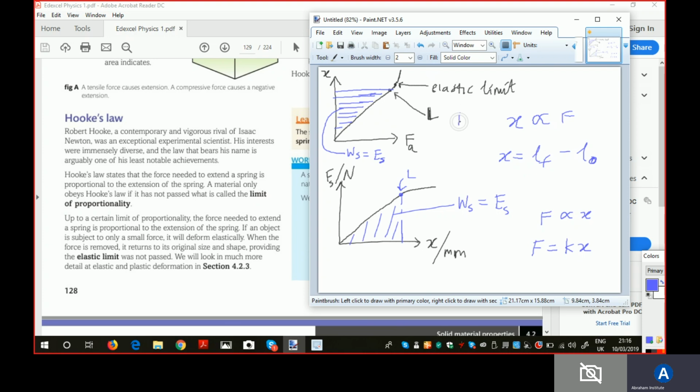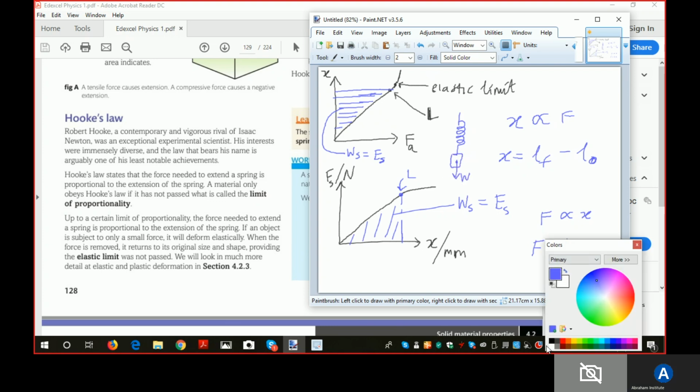Say you have a spring, and if something is added here, then the weight of this should be equal to the force in the spring, because the two forces are balanced, it's stationary. This is stationary, meaning it will be in equilibrium. So the upward forces should balance the downward forces, and that's what they do in this example here.